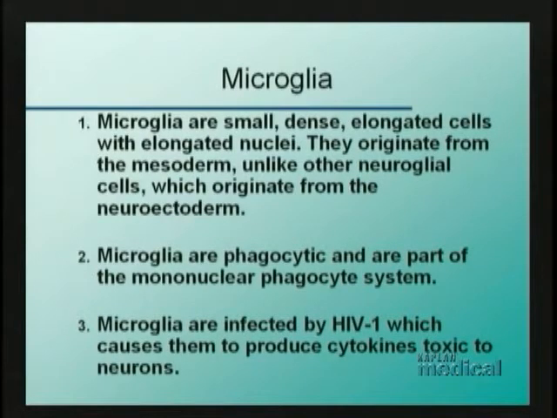Microglia are basically the phagocytes of the central nervous system. They're very different in that they're not derived from neuroectoderm, which gives rise to all other glial cells and neurons in the central nervous system. These are cells that are derived from mesoderm that migrate into the central nervous system. They basically are phagocytic cells, part of the mononuclear phagocyte system. These are the cell types that are affected by HIV type 1, and basically HIV does not actually kill nerve cells themselves, but it infects the microglia and causes them to produce cytokines that are toxic to neurons.